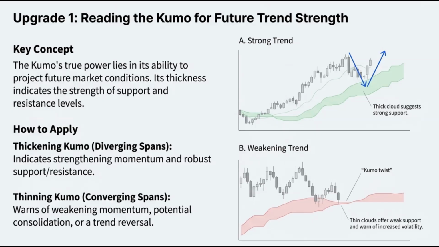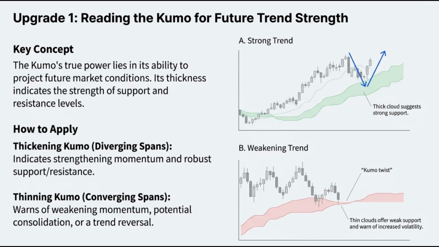A warning sign of what? Of weakening momentum. It means the short-term and long-term forces are converging. The system is losing its equilibrium. A thin cloud suggests that support or resistance is weak, and you should be much more cautious. So even if the price is, say, above a thin cloud, you're saying there's risk there, potential for a breakdown.